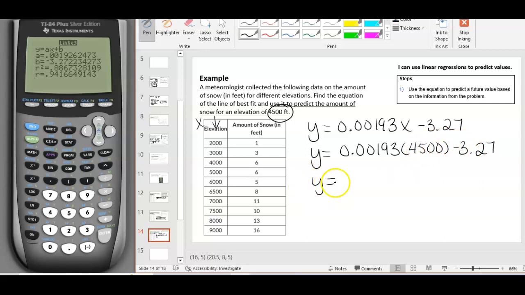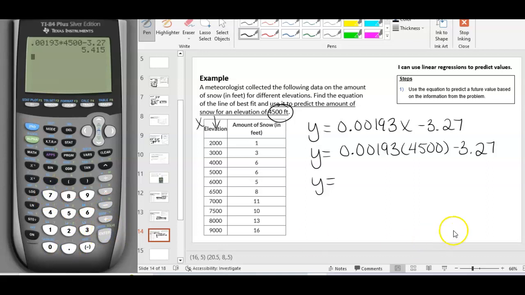So we can just use our calculator now to simplify this. So we do 0.00193 times 4,500 and then we're going to subtract 3.27. Okay, and then when we hit enter, it tells us 5.415. Okay, so we can say there's about 5.42 feet of snow at an elevation of 4,500 feet.